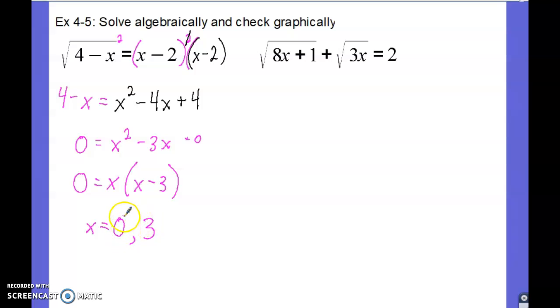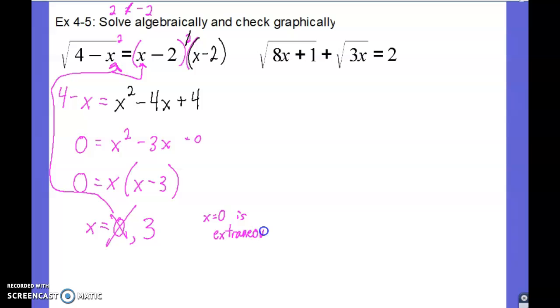But let's start with 0. If I plug 0 in for both of these x's, 4 minus 0 is 4. The square root of 4 is 2. But on the right side, 0 minus 2 is negative 2. That is not a true statement. So x equals 0 is extraneous. It does not actually give me a correct answer. And I could explain graphically why that doesn't work, but let me go ahead and explain that.